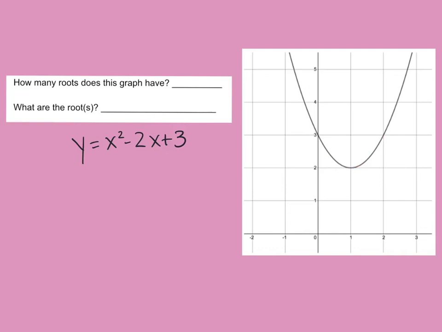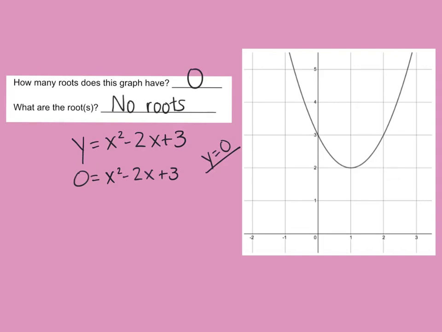So in this case, there are no roots. This parabola never crosses the x-axis down here. How many roots does this graph have? 0. What are the roots? No roots. We can confirm this as well with factoring. In the equation, we're looking to see when y equals 0. So then we solve this by factoring. There are no common factors here. The number next to the x squared is a 1.